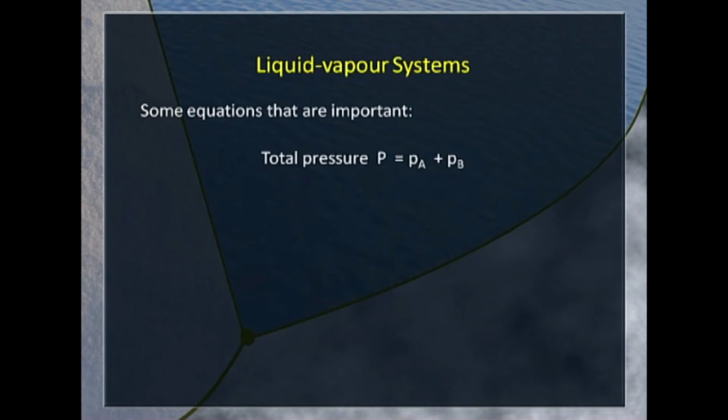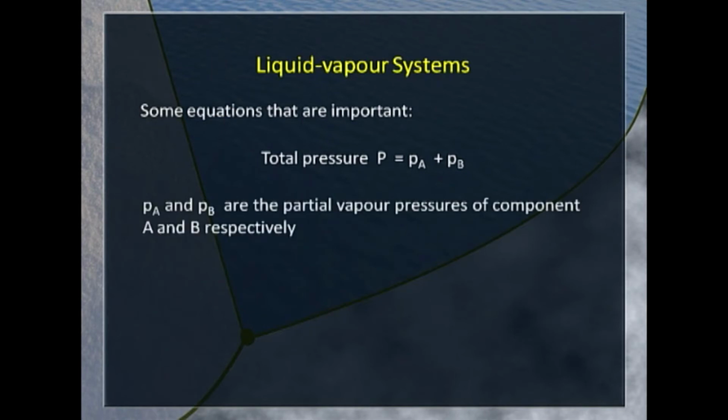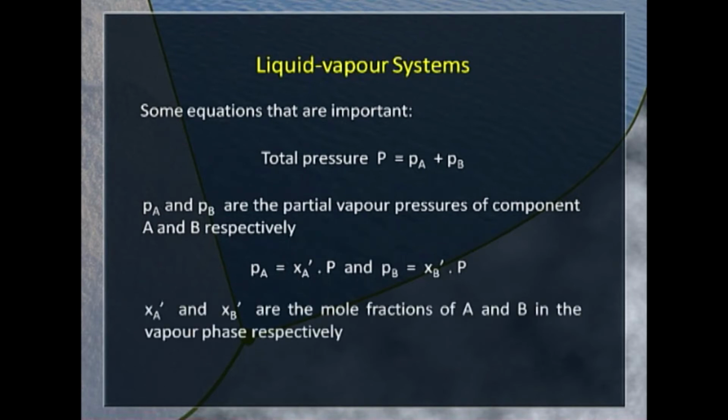There are some equations which are important while dealing with liquid vapor systems. Like, total pressure P is given by the sum of the partial pressures. That means capital P is equal to PA plus PB, where PA and PB are the partial vapor pressures of component A and B respectively. PA is given by the product of mole fraction of A in the vapor phase into total pressure. Similarly, for PB we can write an equation, where the XA prime and XB prime in the equations denote mole fractions of A and B in the vapor phase.